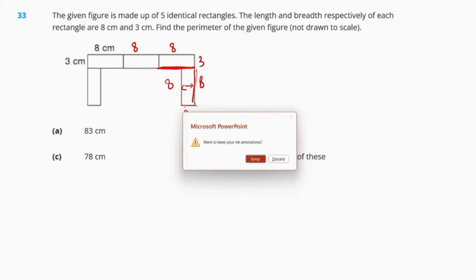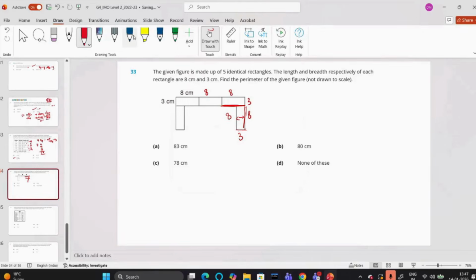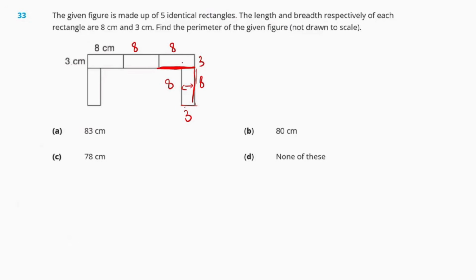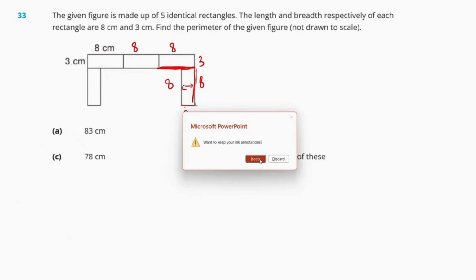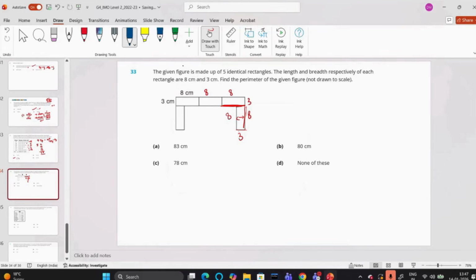First, let me change the color of the pen, so that I can highlight it and show it to you. What I am trying to say is that, will this part be considered for the perimeter? No, why? Because while talking about perimeter, we only consider those sides which are on the outer end, right? But this is inside the figure, right? So we will not count this part.